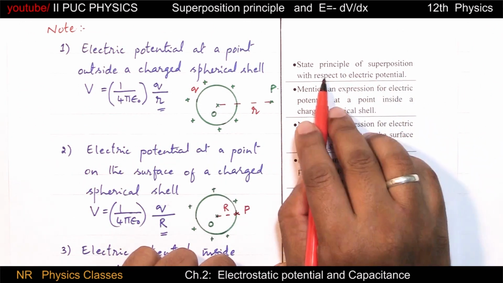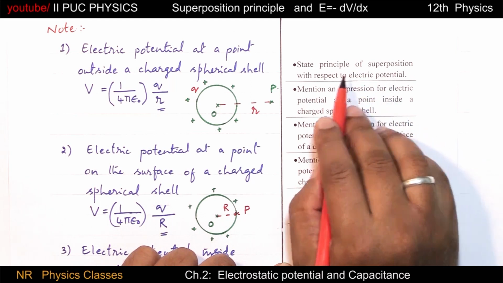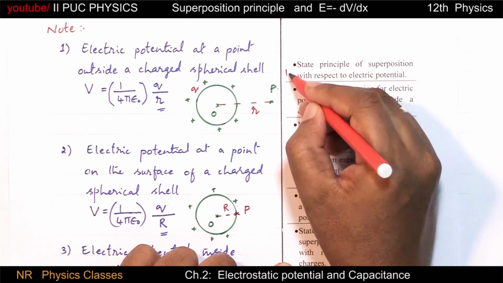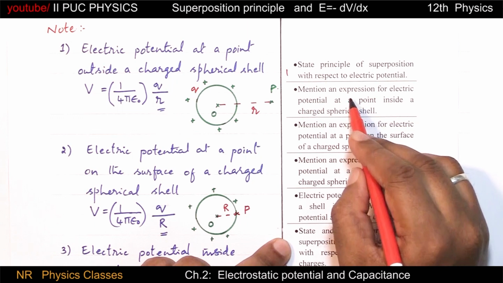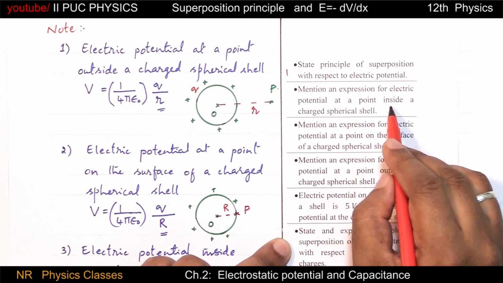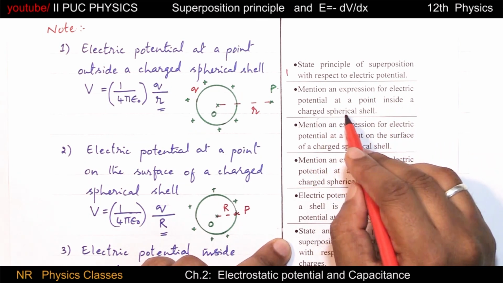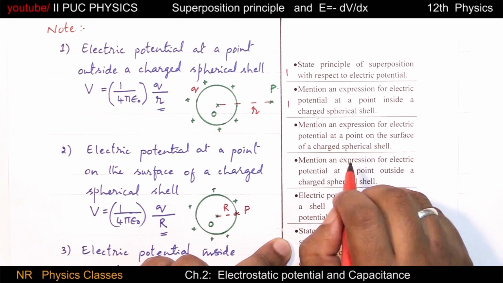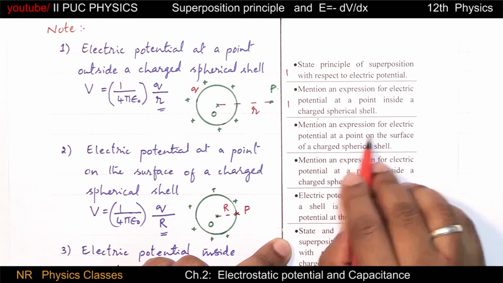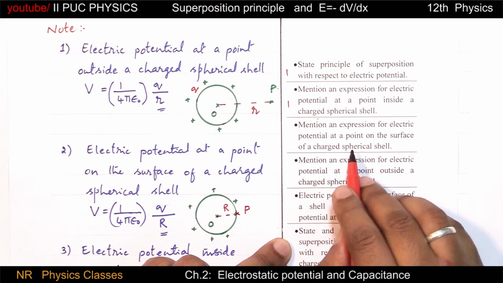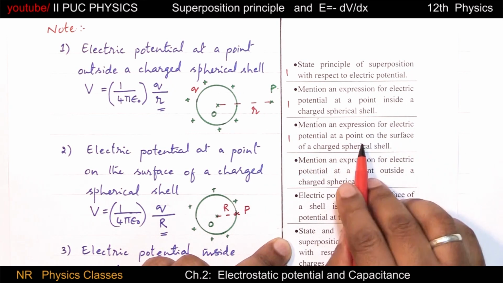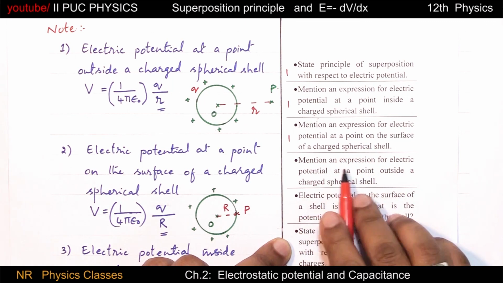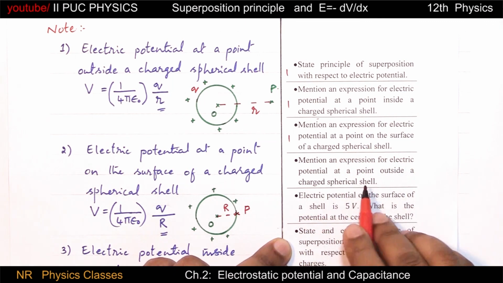State the principle of superposition with respect to electric potential. Just the statement, for 1 mark. Mention an expression for electric potential at a point inside a charged spherical shell. Mention just the expression. Mention an expression for electric potential at a point on the surface, inside, on the surface. Expression for electric potential at a point outside the shell.